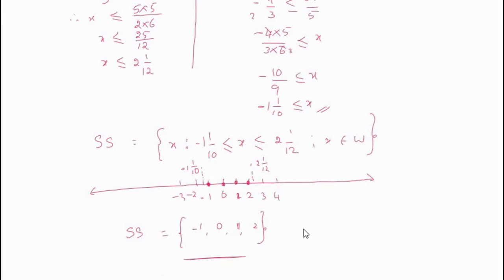Sorry, I took x as an integer, but x is a whole number. If x is a whole number, 0 and 1 will not be part of the solution, and here also you need to exclude 0 and 1.